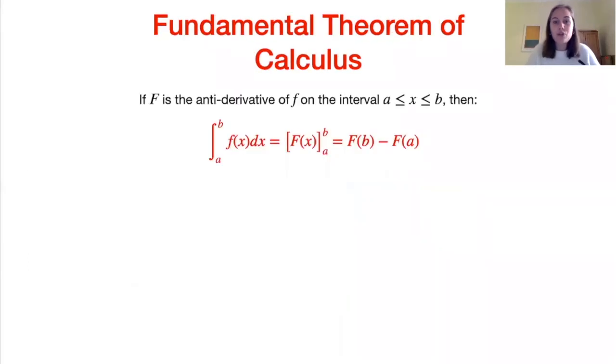Moving on then to the fundamental theorem of calculus. Remembering, we denoted capital F as an antiderivative. So we say that the integral from A to B of f of x dx is equal to the value of the antiderivative between A and B, which is equal to the value of the antiderivative at B minus the value of the antiderivative at A.